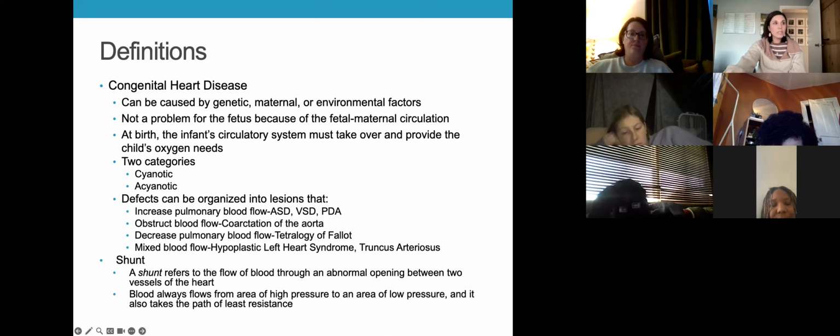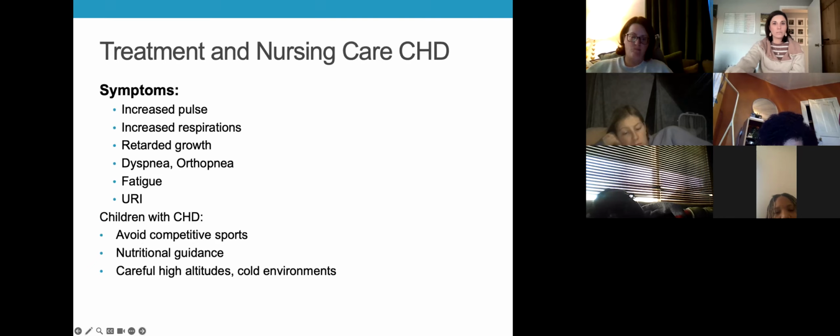And when we're talking about shunting, it refers to the flow of blood through an abnormal opening between two vessels of the heart. So you can have shunting between your ASD, your VSD, or you can have shunting in your PDA. And the blood is always going to flow from areas of high pressure to an area of low pressure. So it's going to take the path of least resistance. And you'll see that a lot in the extended PowerPoint when they do the graphics in the videos. They'll show you different shunts that can happen. And that path of least resistance.